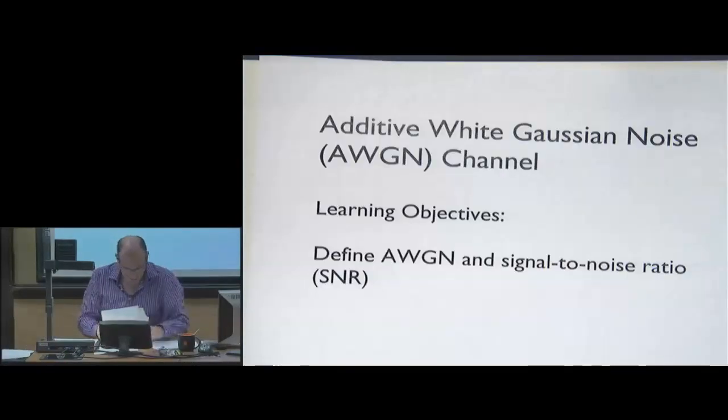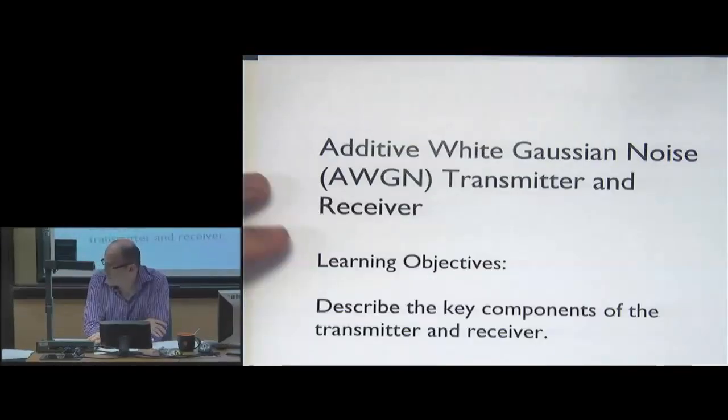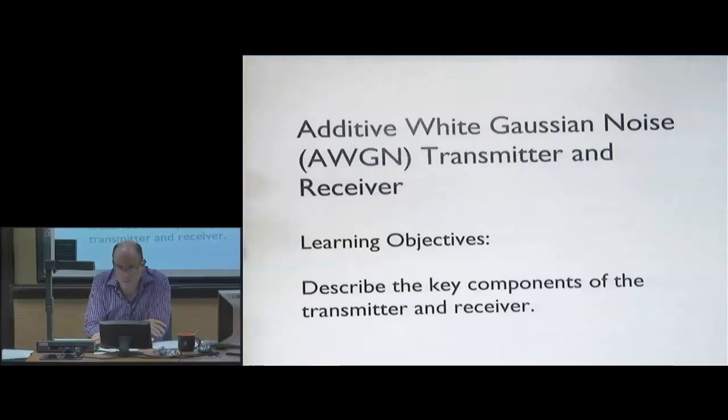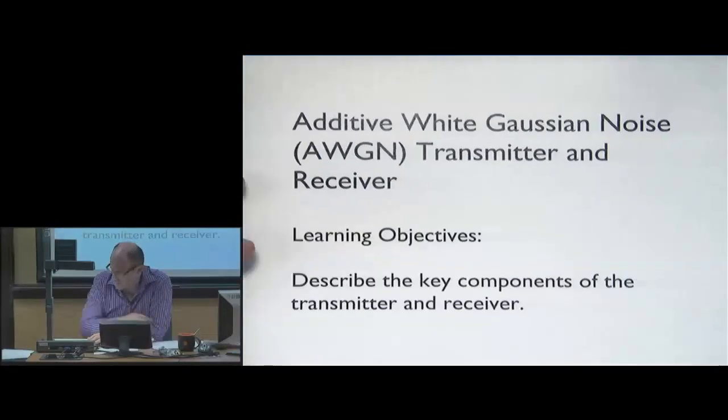Define the additive white Gaussian noise channel. And then produce and explain the key components of the additive white Gaussian noise transmitter and receiver. And we will optimize these components during subsequent lectures. So that's it.